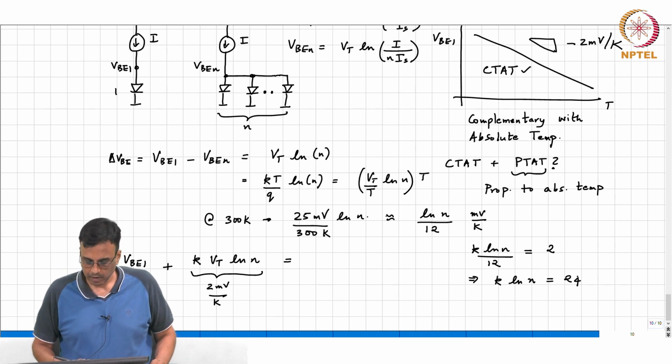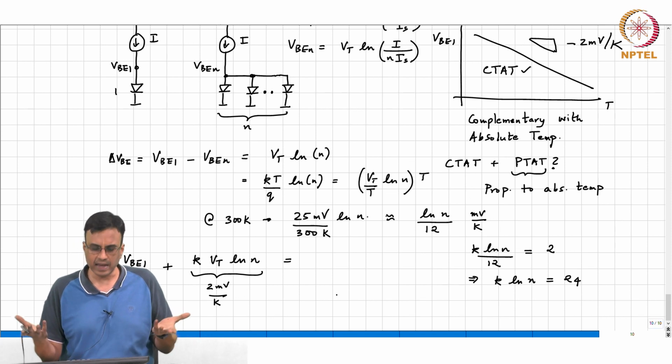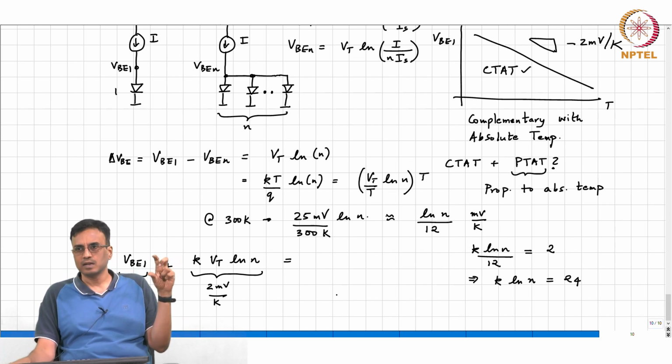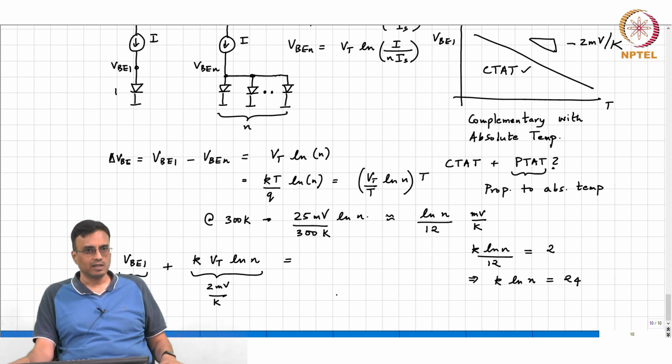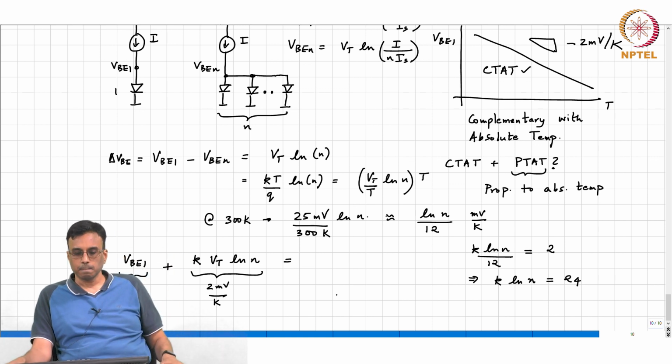Okay. So, if K ln n equals 24, which is equivalent to saying that if you take a VBE of a transistor, I am sorry, a diode, and most of the time the diode is realized as a transistor with base and emitter, base and collector shorted. That is why I am calling it VBE, but it is actually basically a diode drop. So, what is the moral of the story?